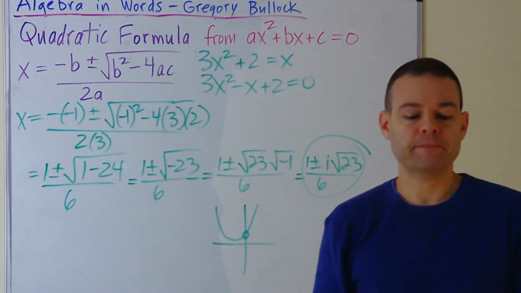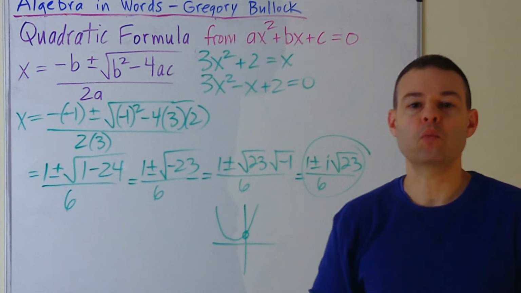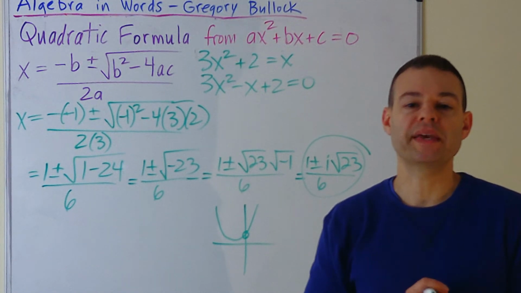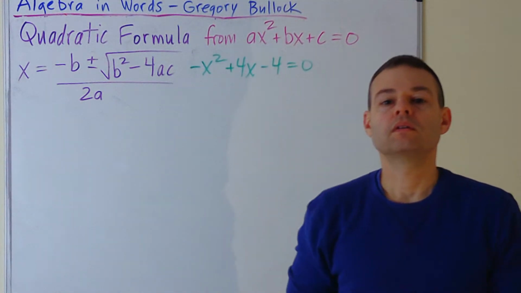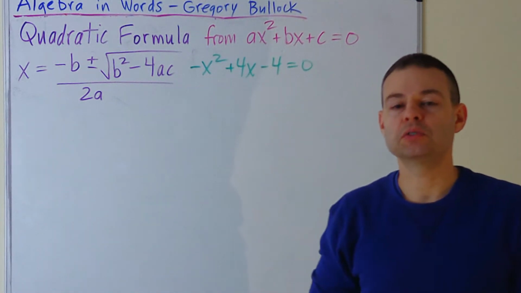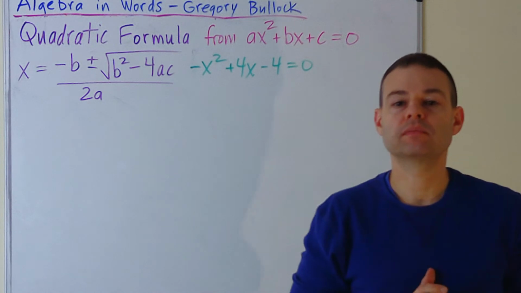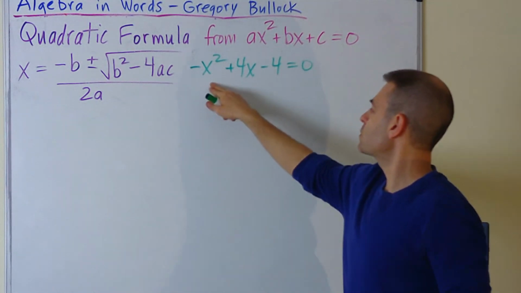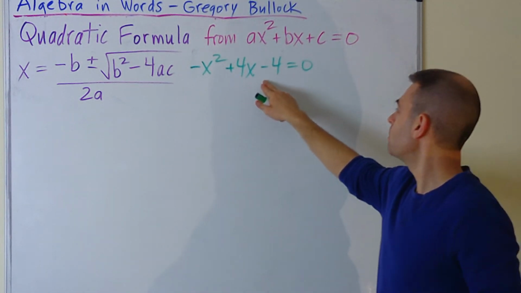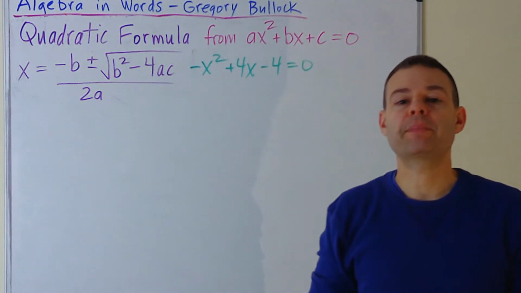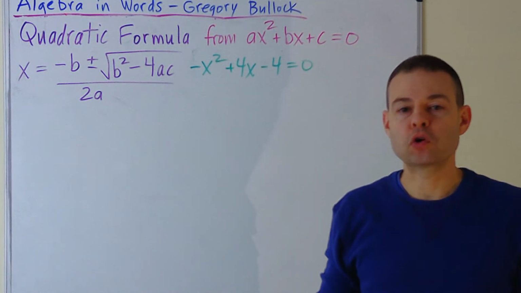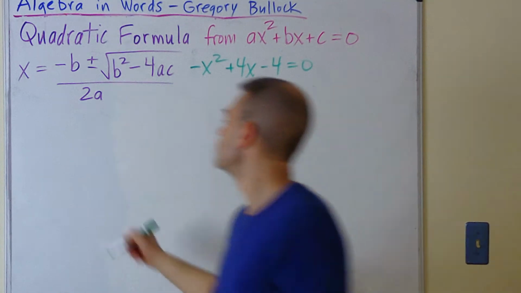But anyway, I'm going to pause the video and try to find one more example where we get one solution. Okay, I have one last equation. And it is negative x squared plus 4x minus 4. And let's see what happens. It's already in standard form, so let's plug it into the formula.